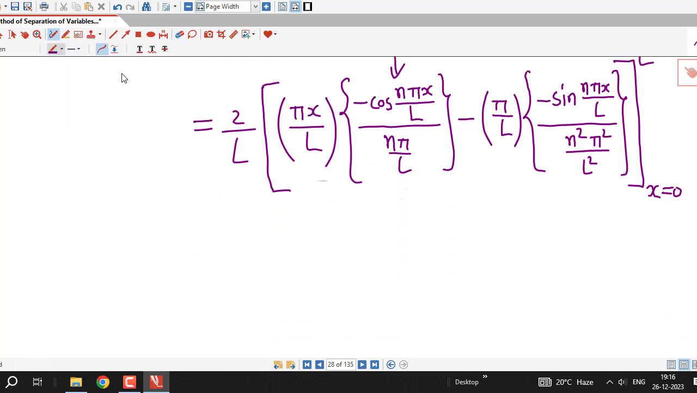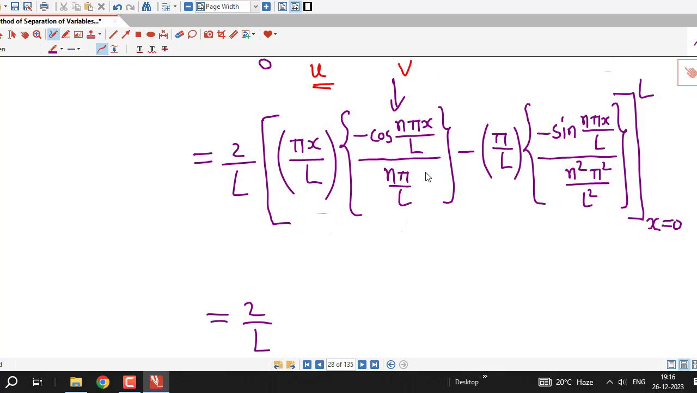Now we try to substitute values of x. First we put the upper limit and then we will put the lower limit. Before putting the upper limit I can see that this pi over L will get cancelled, and if I take x equal to L here, this L will get cancelled and I will have minus cos n pi divided by n.